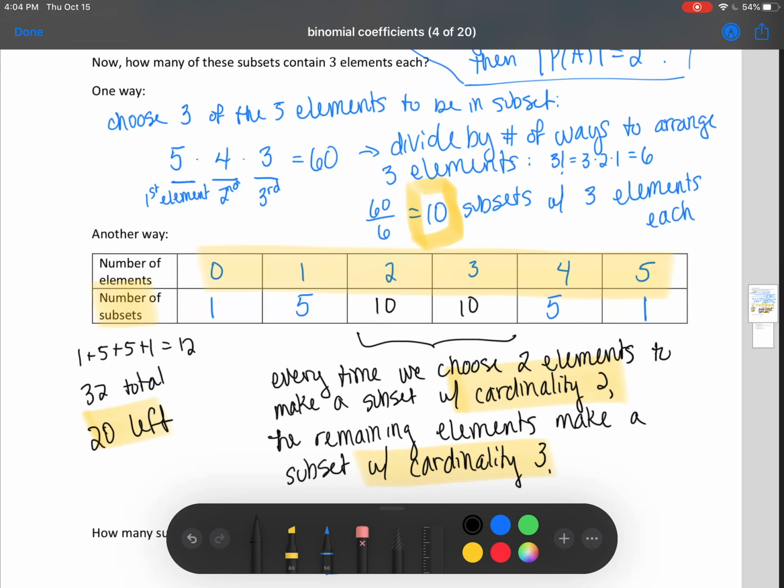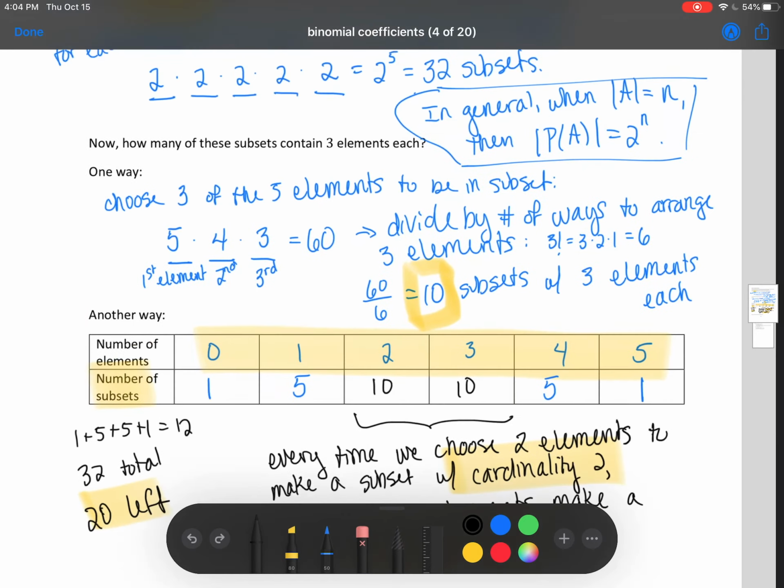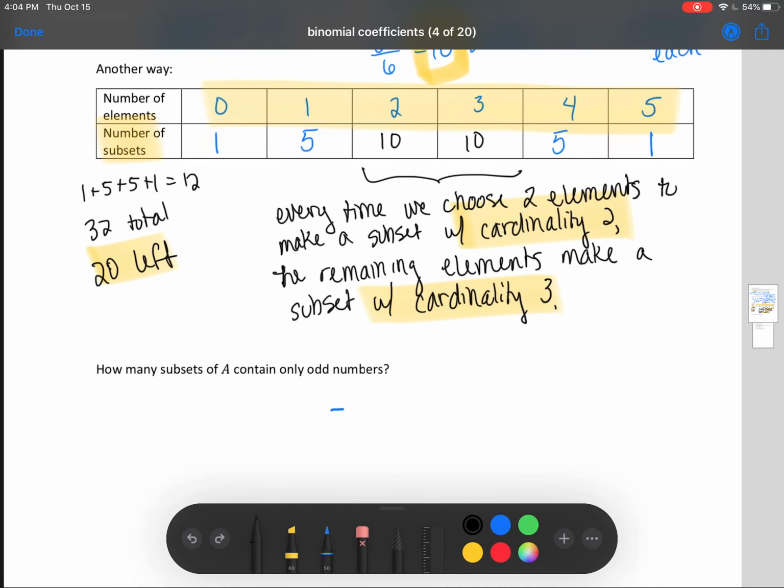All right, now we started with a small enough set. The set A was just 1, 2, 3, 4, and 5, that if you wanted to, you could actually write down all 10 subsets with cardinality 2, and then all 10 subsets with cardinality 3, just to make sure that you believe that. All right, but anyway, this table now tells us the cardinality of each of the 32 subsets.